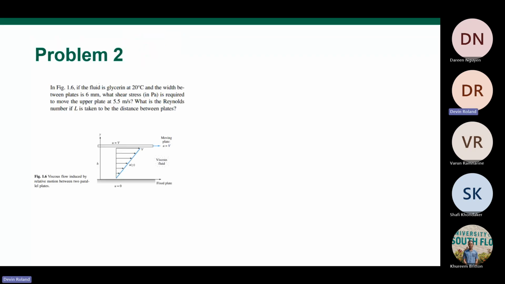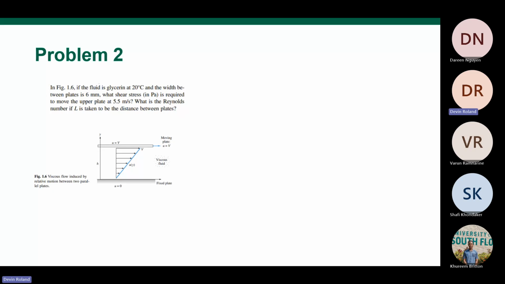Okay, so problem 2. We have this figure. It says the fluid's glycerin at 20 degrees Celsius, and the width between the plates is 6 millimeters. It's flowing to the right, and it has this flow profile. It asks what shear stress in pascals is required to move the upper plate at 5.5 meters per second, and then what's the Reynolds number if L is taken to be the distance between the plates.